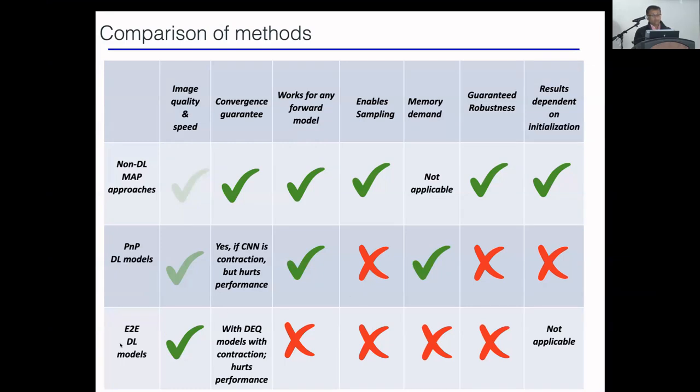The same thing with end-to-end models. Here you have much better image quality, but then generalization is a problem. You can't do sampling because these methods are basically learning the MAP estimate and not really the probability distribution, so it's hard to do sampling. Memory demand is a problem. It's hard to extend this to 3D or 4D problems, and robustness guarantees and all are in general not available.